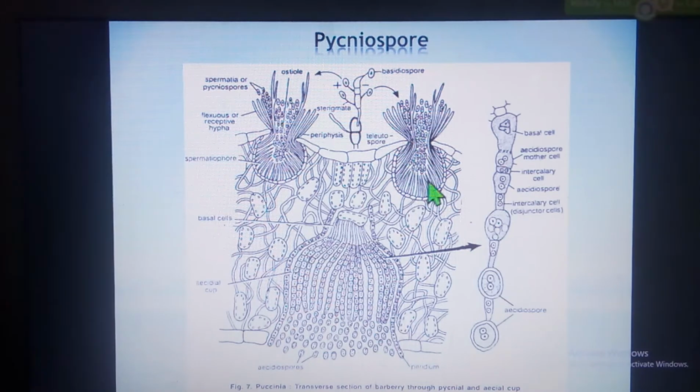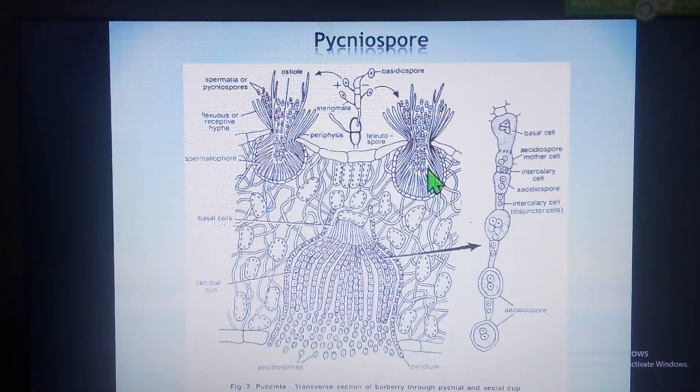You can see here, this is like a flask. A flask-shaped structure, and this flask-shaped structure is known as the pycnium, or the spermogonium. The pycnium or the spermogonium, this flask-shaped structure.